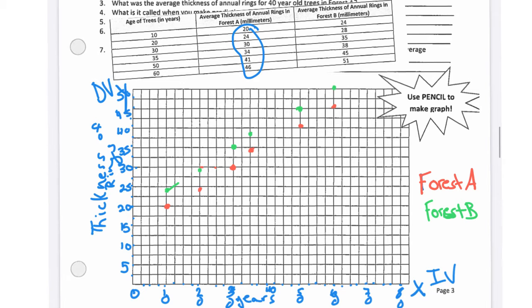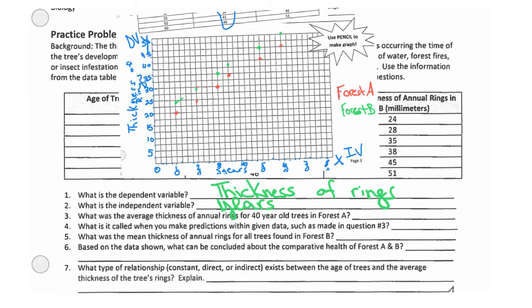We can see the trend in the data. So now let's answer these questions on the next slide. So make sure you're looking at your graph while you're answering these. Okay, so our first question after we've already answered 1 and 2, number 3, what was the average thickness for Forest A? So Forest A is my red, and if I'm looking at 40 years, here's 40 years. If I look, my line should be like right about there. So I would say about 35, 36 would be a good estimate. Remember, this is an estimate, 35 to 36 years.